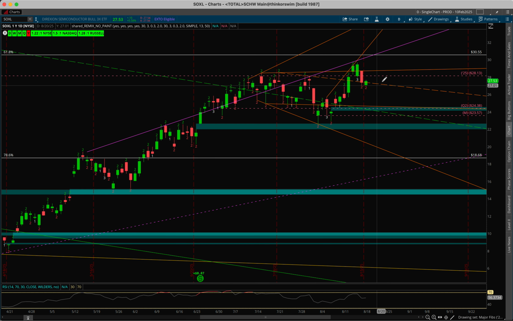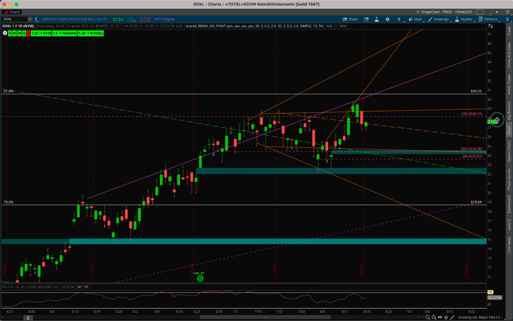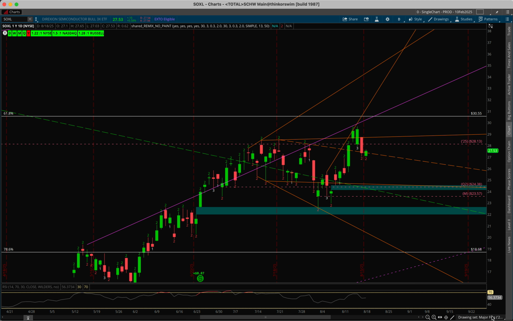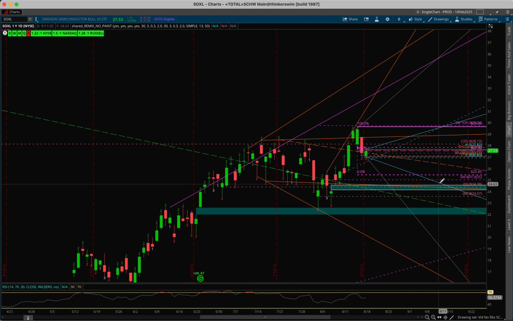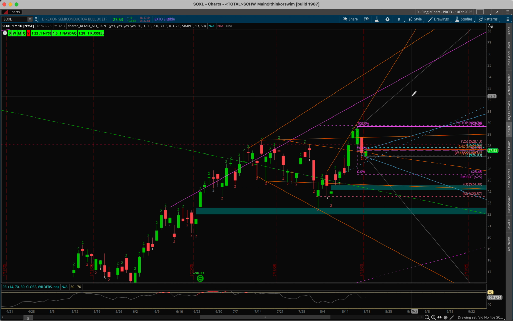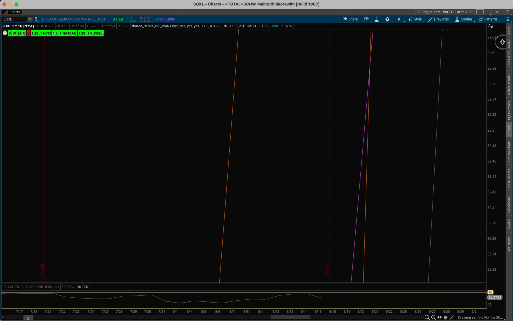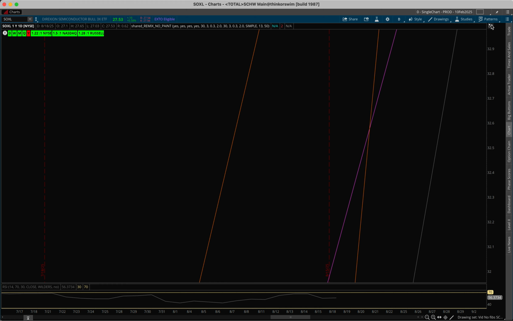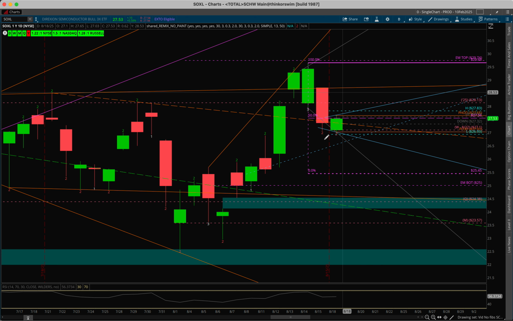Let's go ahead and pull up the day chart so we can get our triggers and targets to the upside and downside. Let's just zoom in here. If I can work the chart. Come on now. There we go.